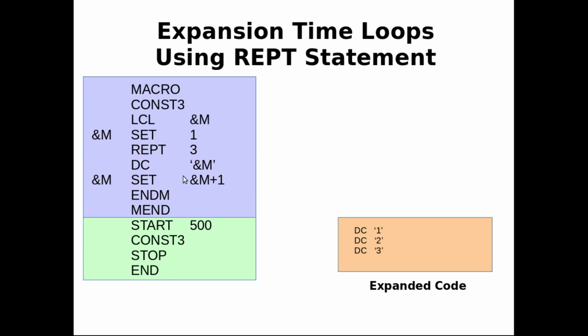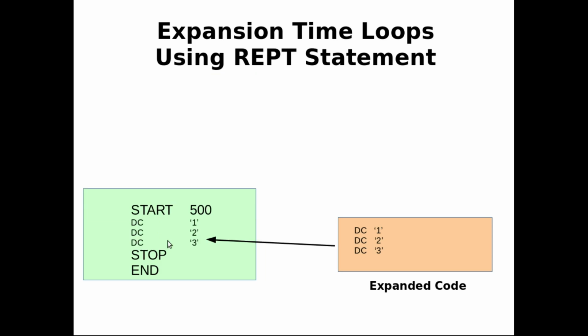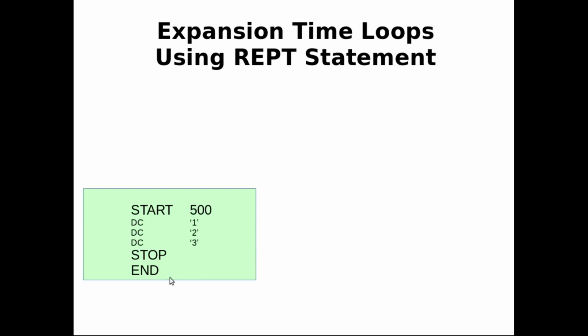And what this macro did is define 3 new constants 1, 2 and 3, and now I can put this expanded code in place of the macro call. So I can remove the macro definition, I can remove the macro call, and in place of the macro call I can place the expanded code, and this would be the final code after macro expansion.